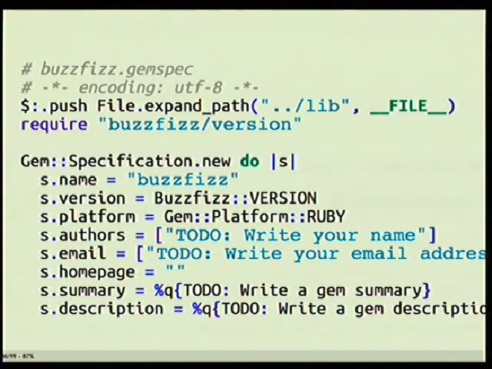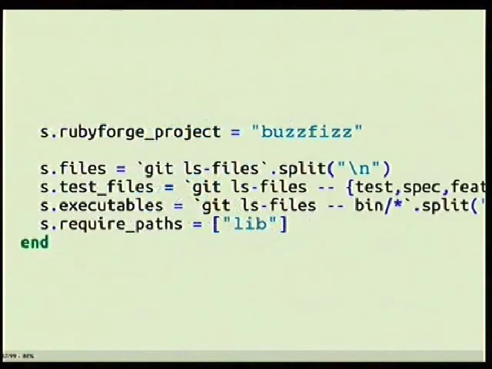So now you can go through, and they've helpfully marked out all the things that you should probably be changing. You should put your name in and your email. It's going to pull in the version automatically. It sets up most of the settings that you don't need to worry about so that they're just correct already. You add a summary and a description. Probably your RubyForge project is going to be named the same thing as your gem, but you can change it if it's not. And then they just use basically the Git index to decide which files go in your gem, which should work. If it doesn't, go ahead and change it.